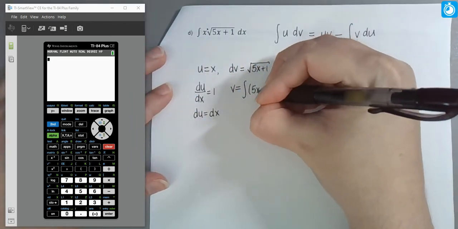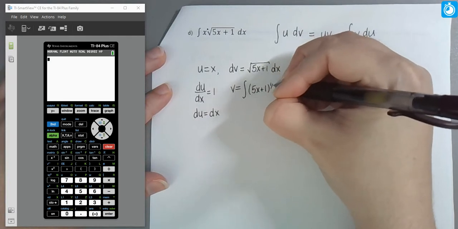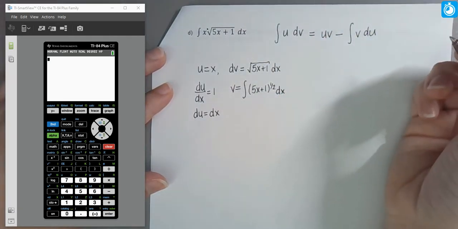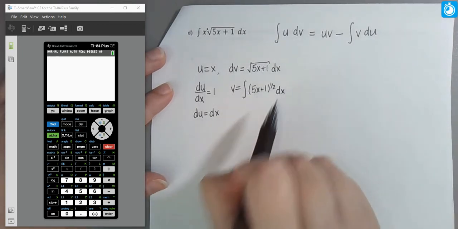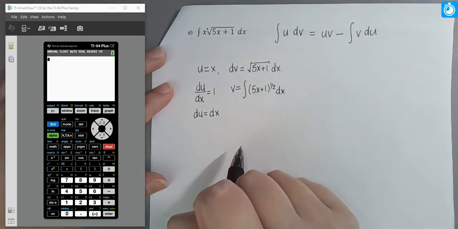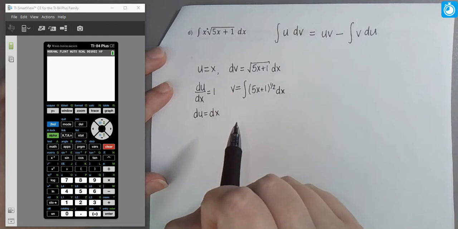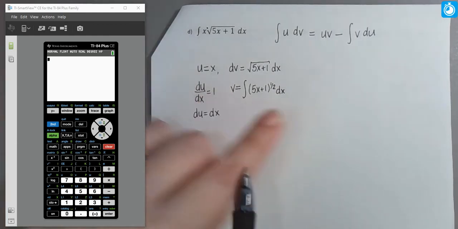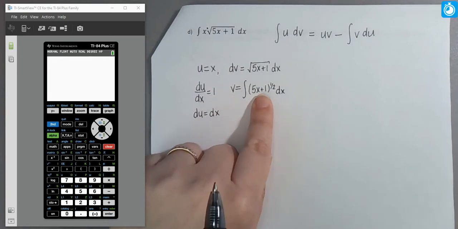Let's write that as 5x plus 1 to the 1/2 dx. Can we integrate this? Do we have a technique to integrate this? Well, we know we don't have a technique involving just a straightforward rule, but could we use substitution here?